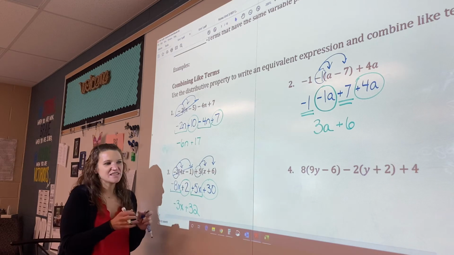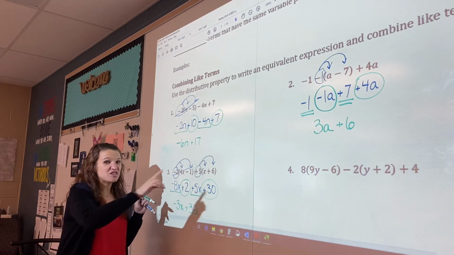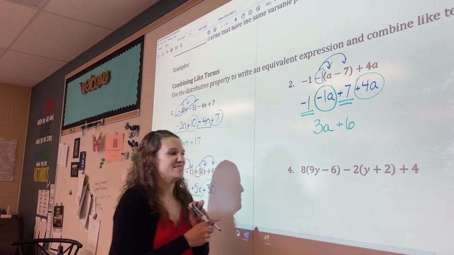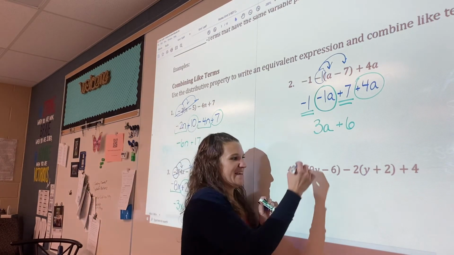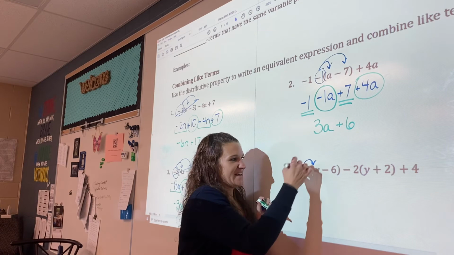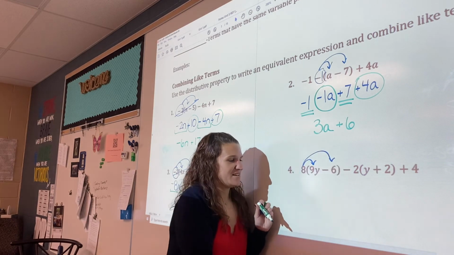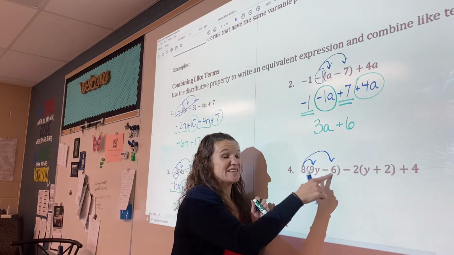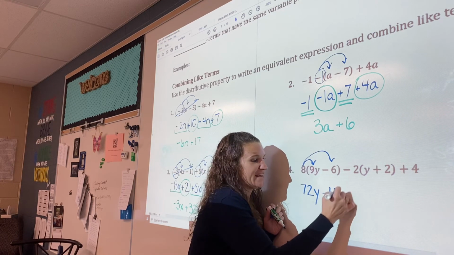Last one on this section. Here we're going to have to distribute in 2 places, but there are also other things that we need to combine. So let's get started. 8 times 9y and then 8 times -6. So this is going to give me a 72y. 8 times -6 gives me -48.